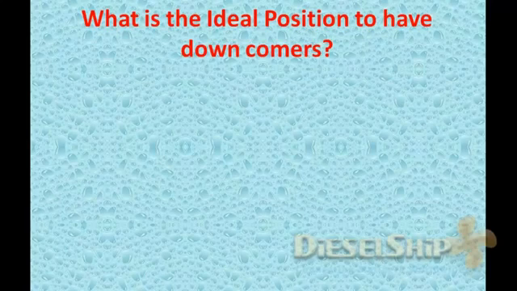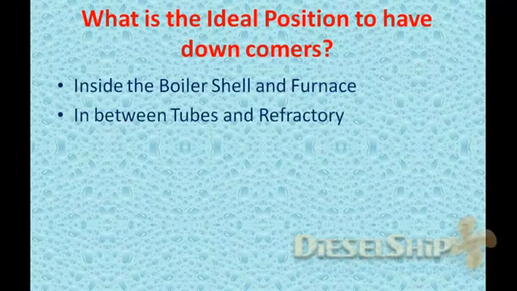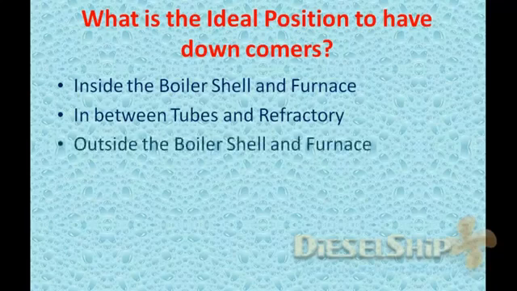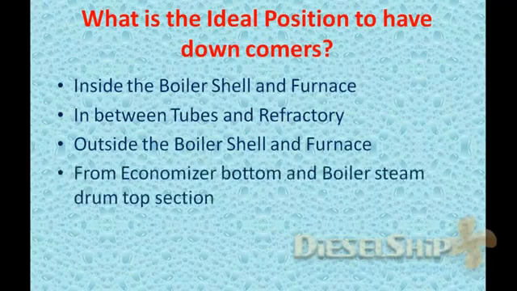What's the ideal position to have a downcomer? Choice number 1, inside the boiler shell and the furnace. Choice 2, in between the tubes and the refractory. Choice 3, outside the boiler shell and the furnace. And the final choice, from the economizer bottom to the boiler steam drum top section. Which of these choices is right?